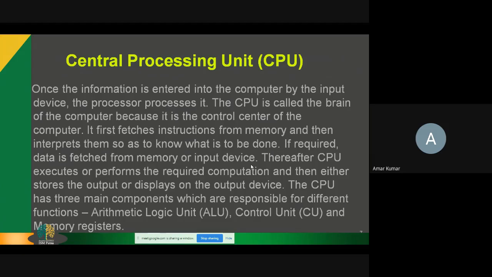CPU is also called the brain of the computer, and it is the most important part of the computer system. It has mainly three units, we can say: arithmetic and logic unit, control unit, and memory unit.